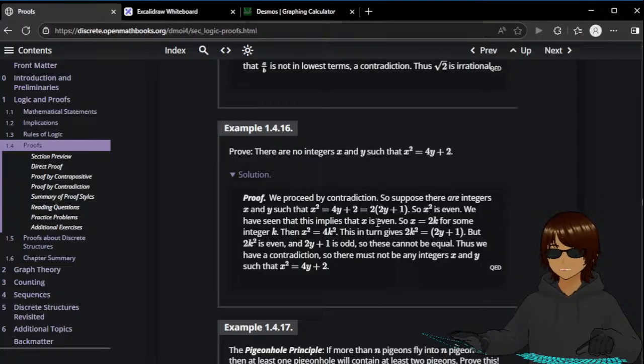Since this implies that x is even, x is equal to 2k for some integer k. x squared is equal to 4k squared. This in turn gives 2k squared is equal to 2y plus 1. But 2k squared is even, and 2y plus 1 is odd. So these cannot be equal. Thus we have a contradiction.